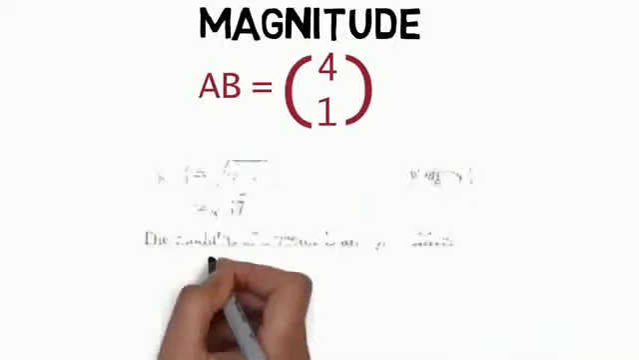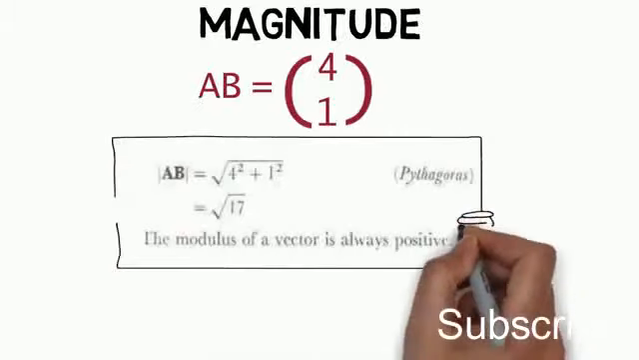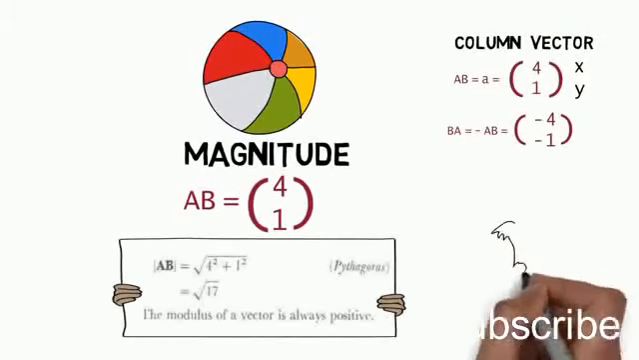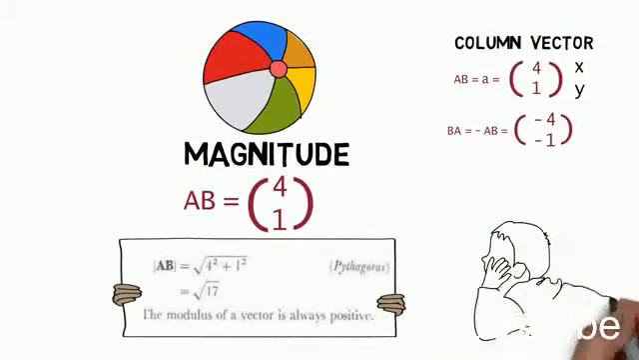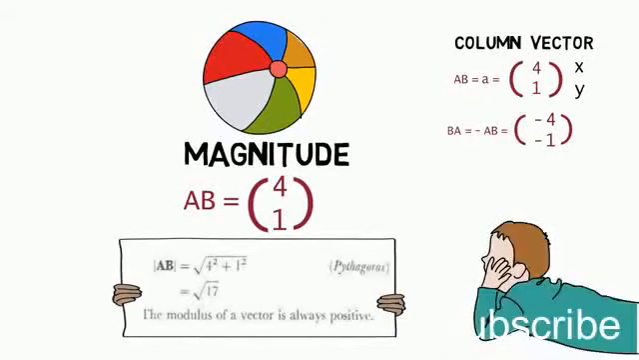And how do we find the magnitude of AB? We use the Pythagoras theorem. We're going to square the x and the y, the square root of x squared plus y squared. So that's 4 squared plus 1 squared. That's the square root of 17. So the magnitude of AB is the square root of 17.